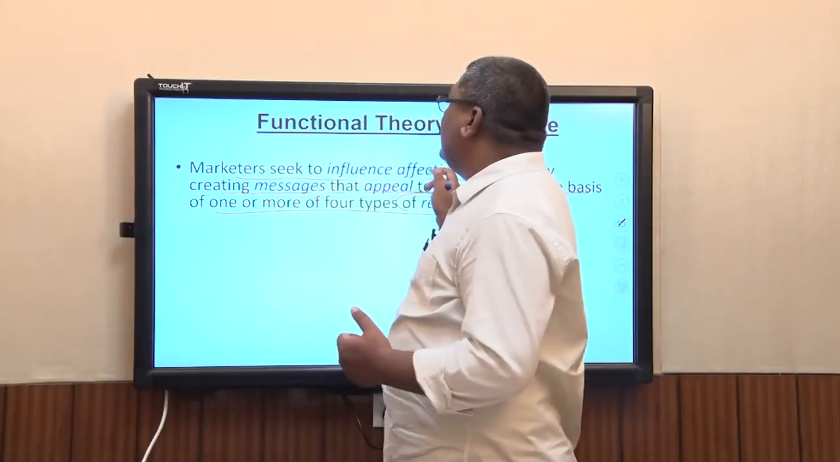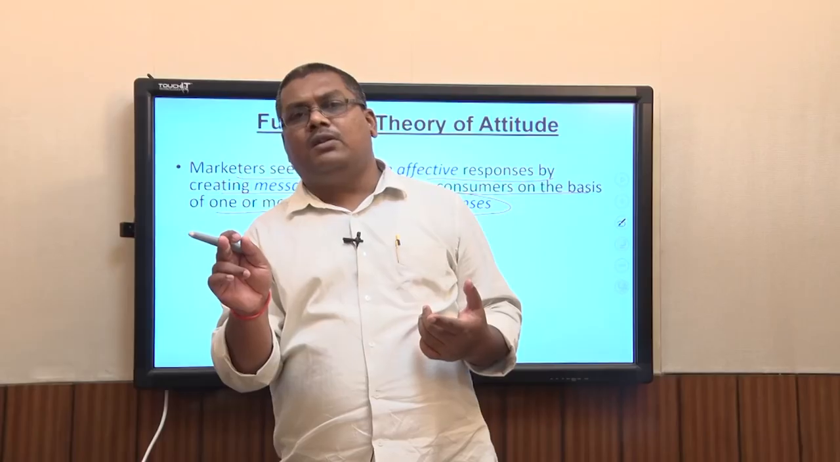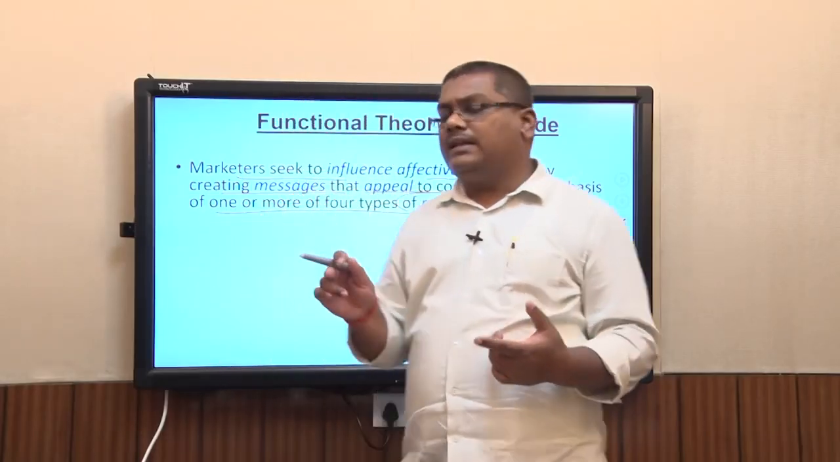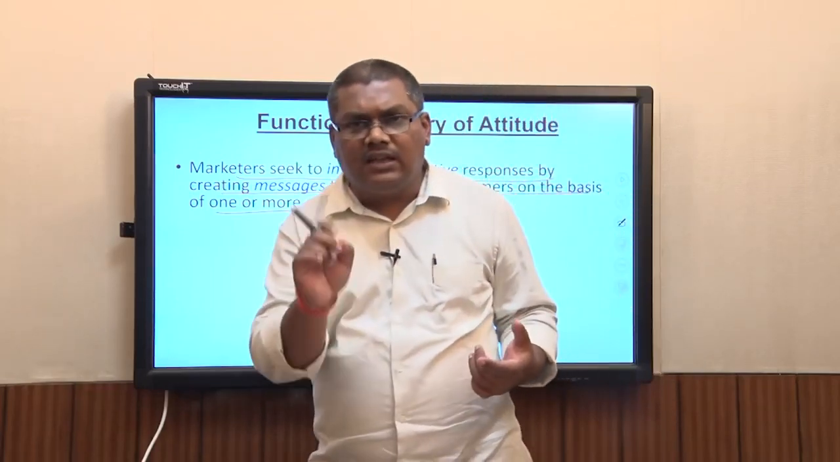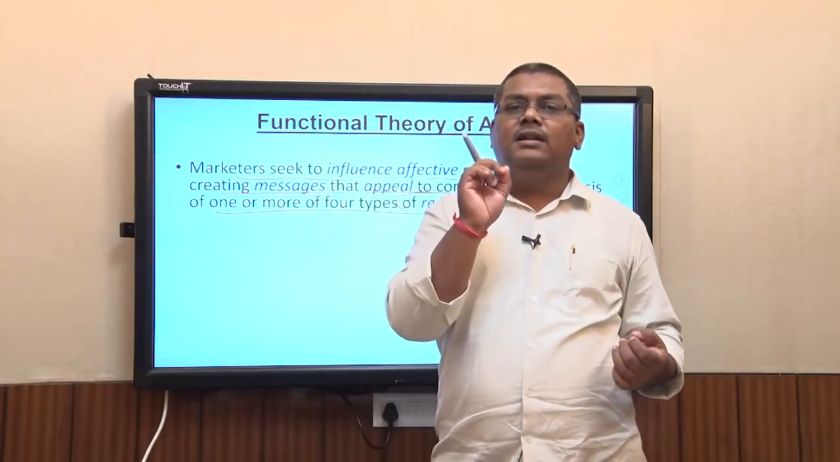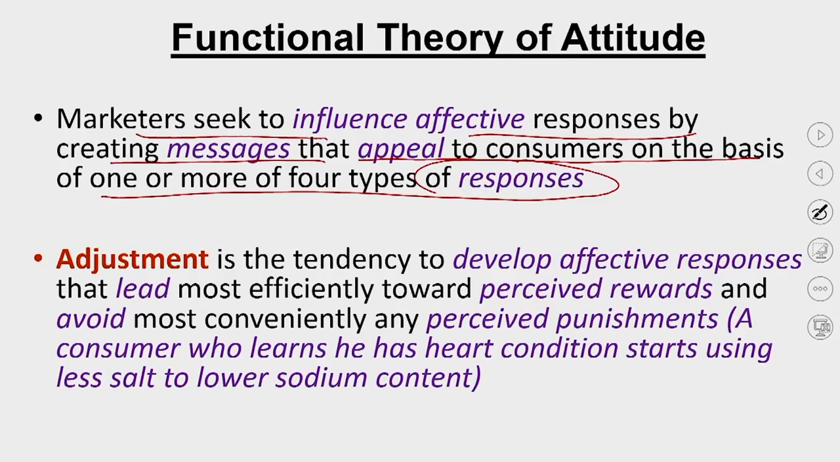So there is a functional theory which says that when people get information about a particular product or product group from the market, they produce a particular kind of response based on the effect that is generated through that product. And so by studying these responses, the company, the manufacturer, is actually looking at changing people's attitude. So what are the kinds of responses that people show? The affective responses that people show when they look at a product or get product information.